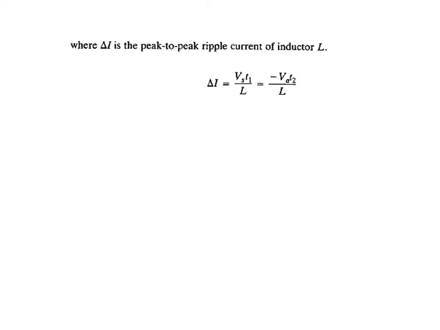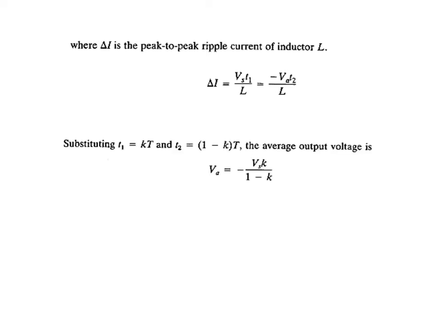Therefore, the peak-to-peak ripple current flowing through inductor L is given by the equation ΔI = Vs T1/L, which is equal to -Va T2/L. Now, substituting the value of T1 and T2, as T1 = kT, where k is the duty cycle, and T2 = (1 - k)T, the average output voltage becomes Va = -Vs k/(1 - k).